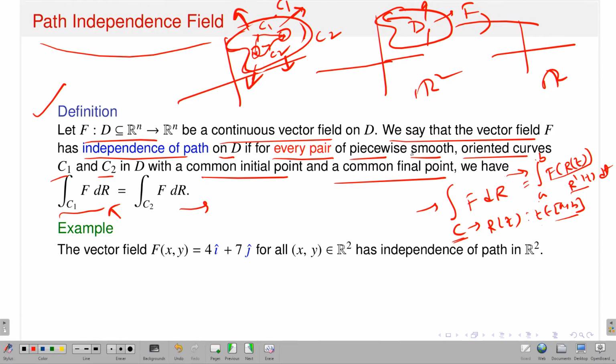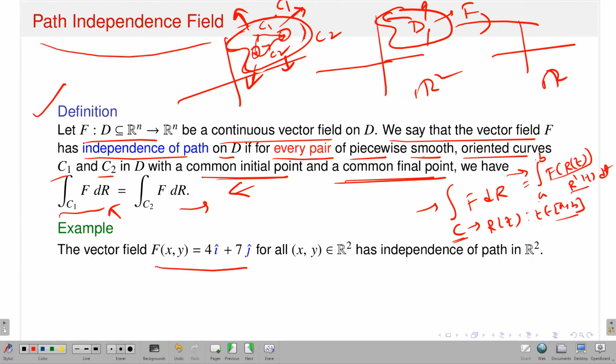So, for every pair of piecewise smooth oriented curves C1 and C2 in D with a common initial point and a common final point, we have that the path integral, or contour integral, over C1 of capital F is the same as the path integral over C2 of capital F. Anyhow, when I talk about one example after 2-3 slides, it will be clear. So, one example I have written.